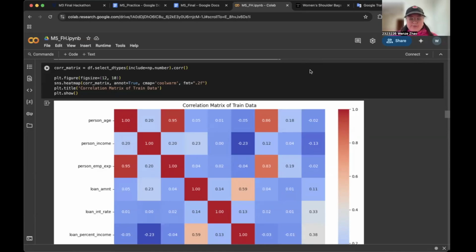Hi everyone, here's Wenze. Today we will explain our credit risk prediction classification model with responsible AI, based on the M4 practical hackathon. To build a robust and fair loan approval model, we start with data preprocessing and feature engineering.